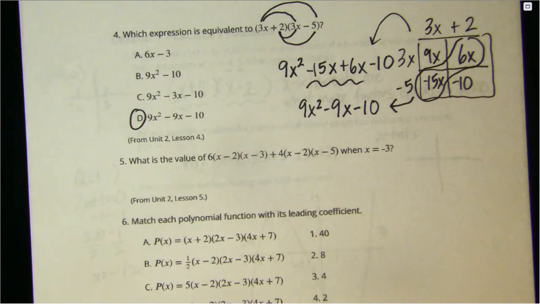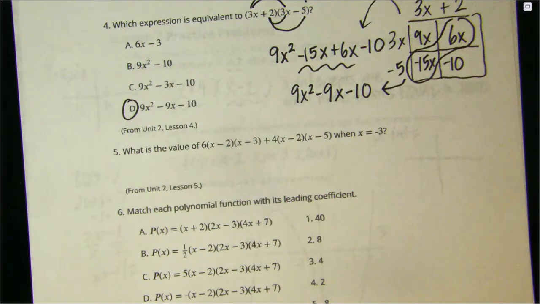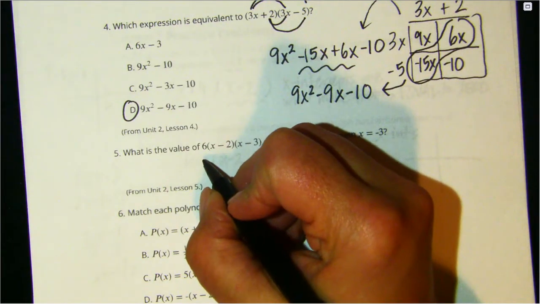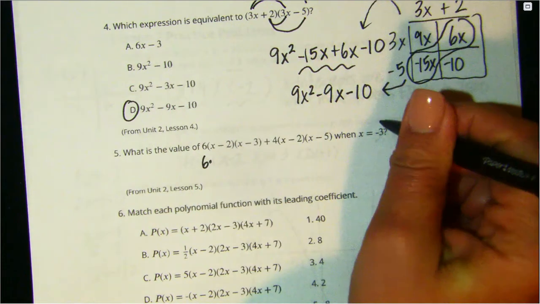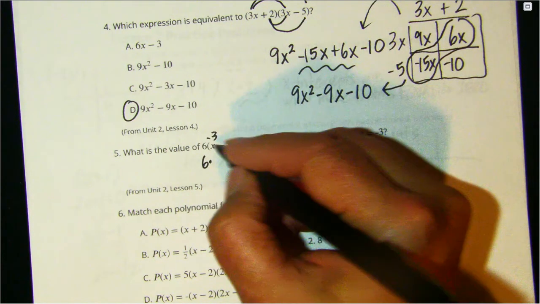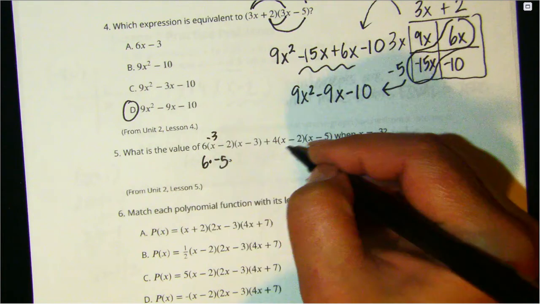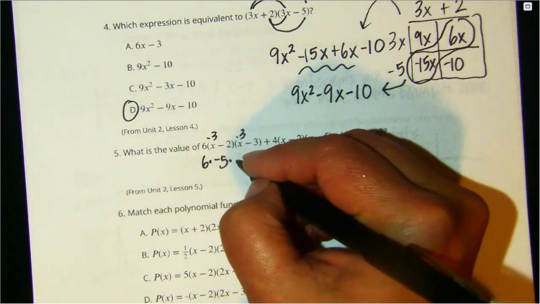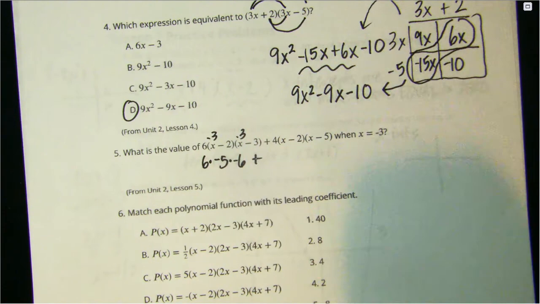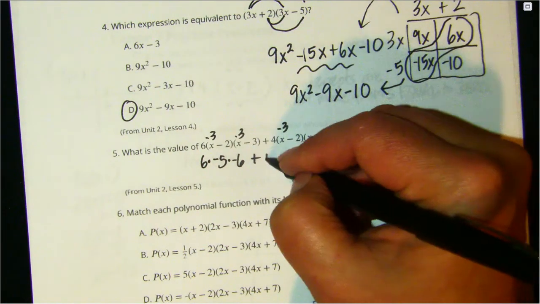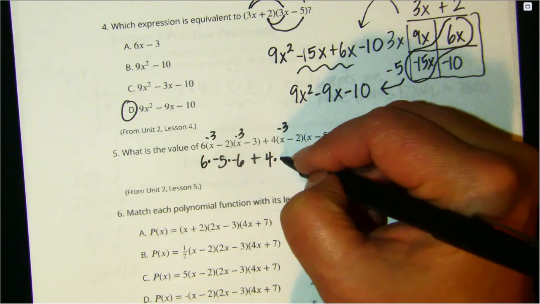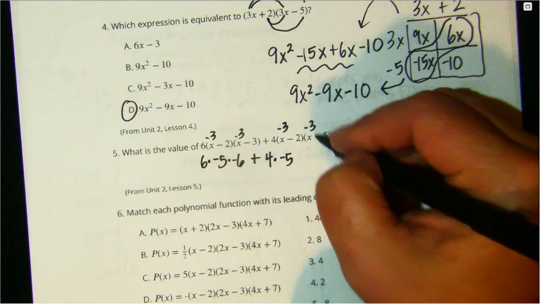What is the value of 6 times x minus 2 times x minus 3 plus 4 times x minus 2 times x minus 5 when x equals negative 3? All right, so we're putting a negative 3 wherever we see x. I'm going to do this a little bit in my head. 6 times, if I put a negative 3 right there, that makes negative 5, times, if I put a negative 3 right there, that makes negative 6, plus 4 times, that'd be negative 5 and negative 8.